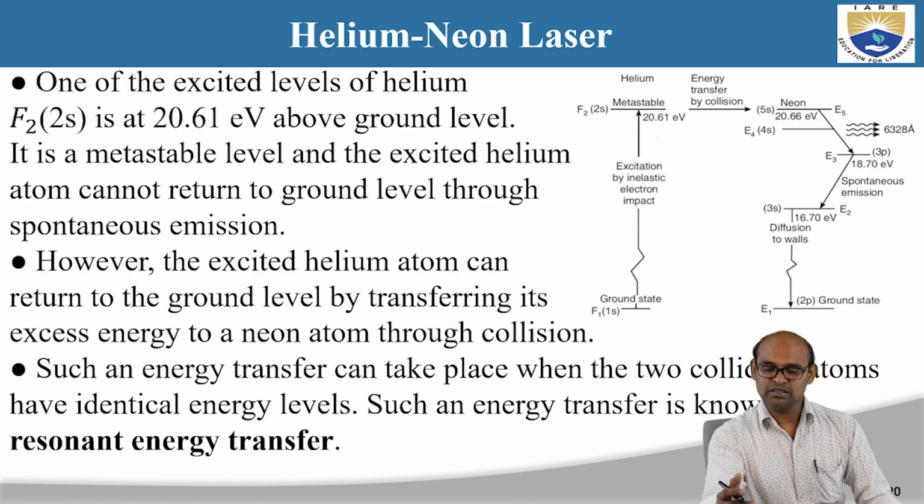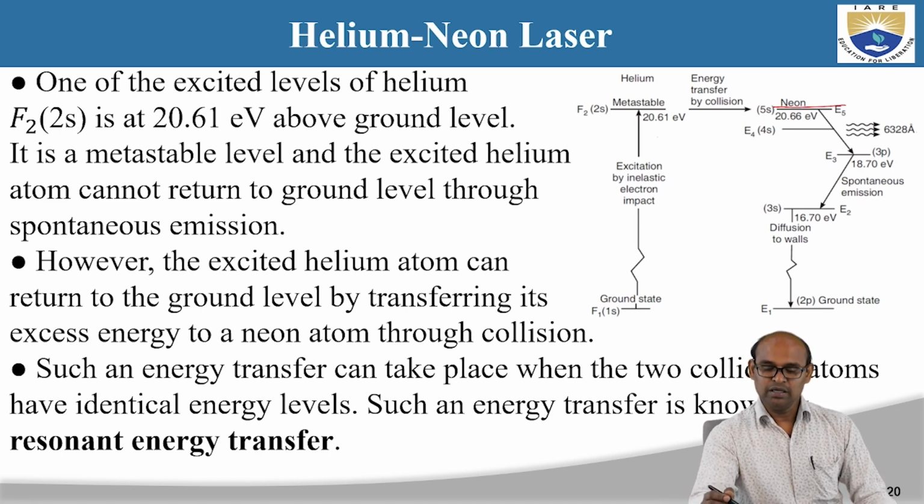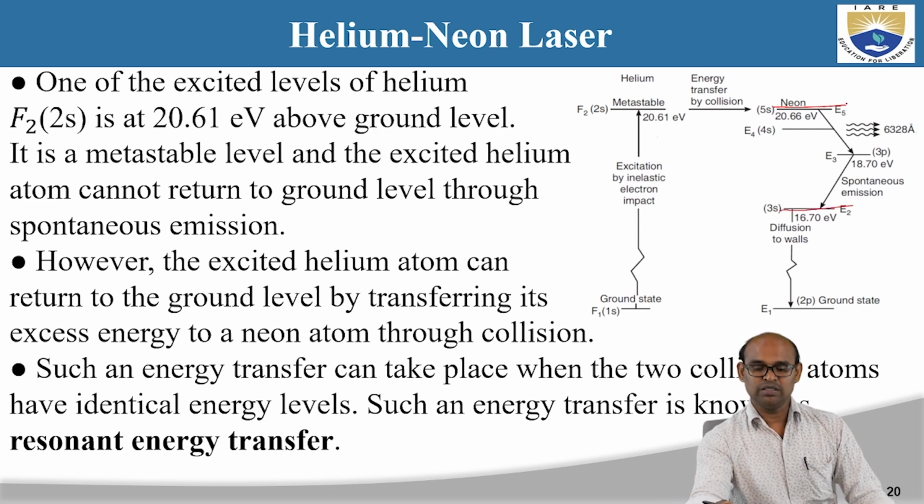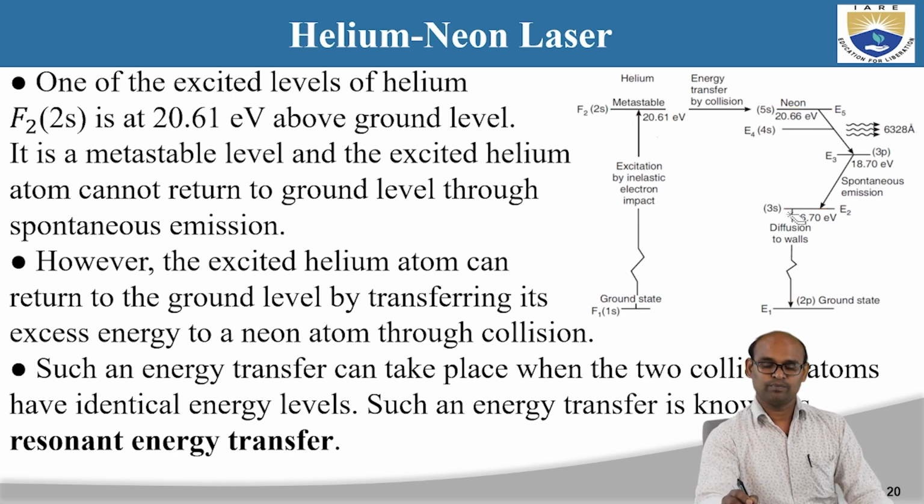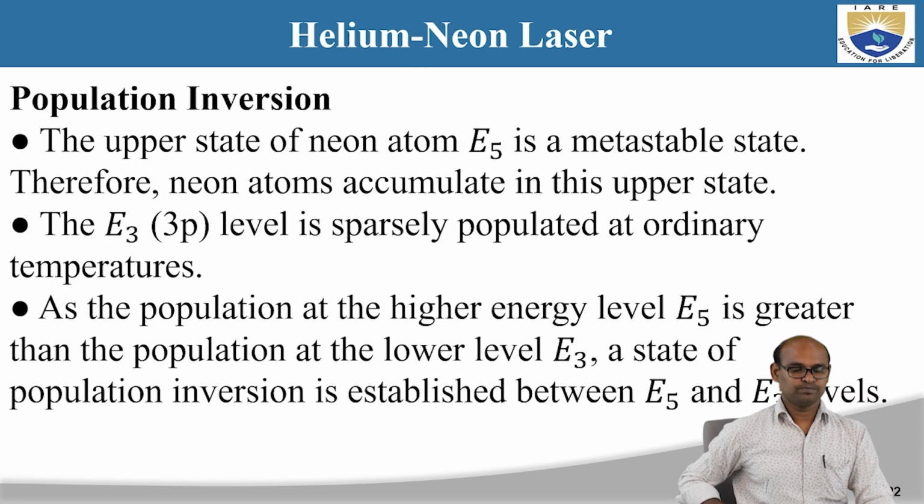Sorry, I think in the beginning I mentioned something wrong. Among the energy levels of neon, E5 is a metastable state, and E3 is also a metastable state. Both are metastable states. Once the neon atoms get excited from the ground state to the metastable state E5, E3 is sparsely populated at ordinary temperature.